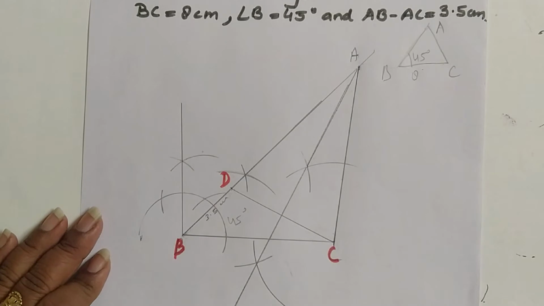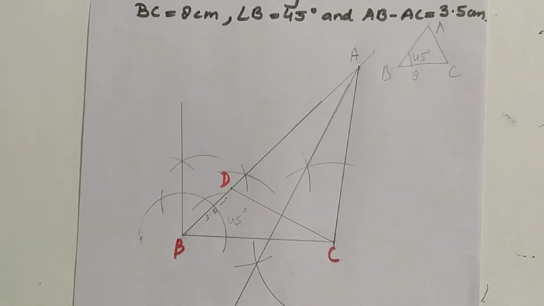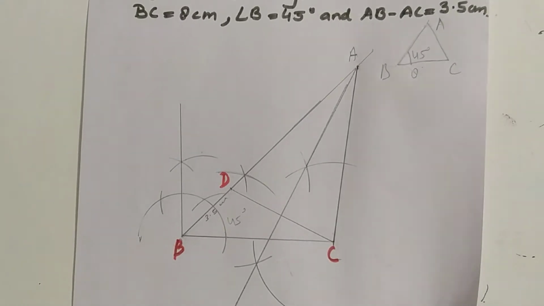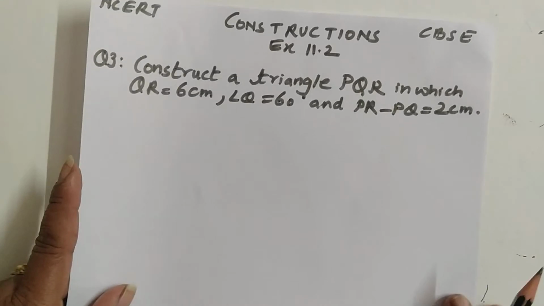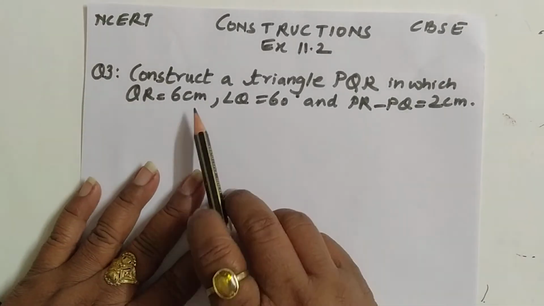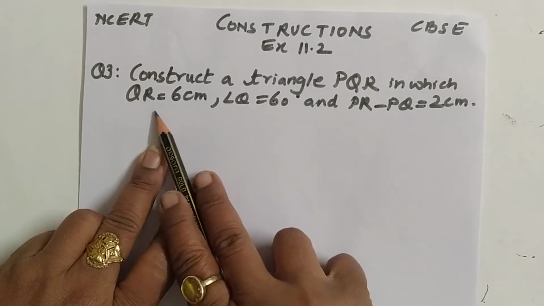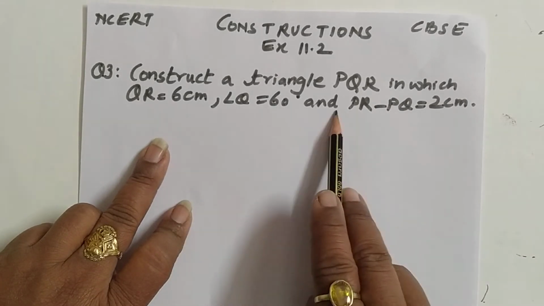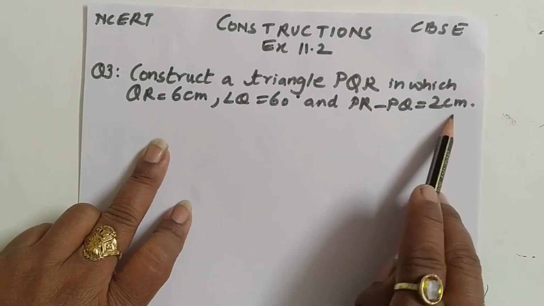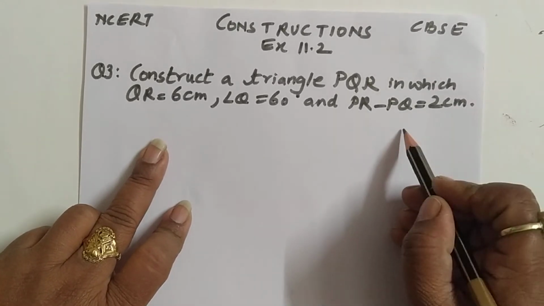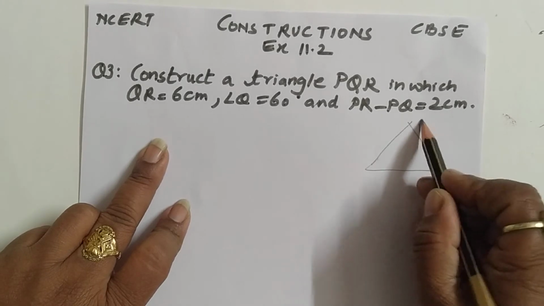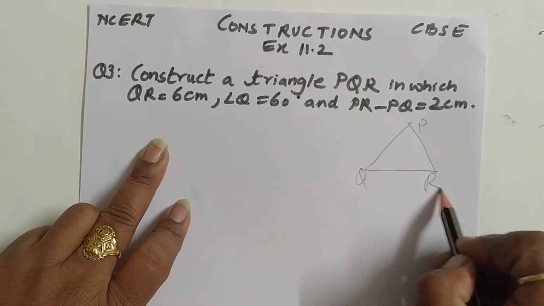Now proceed to the second case that I have also taken as an example of exercise 11.2. I hope this is clear to you. Now this is the second case. Construct a triangle PQR in which QR is equal to 6 centimeter, angle Q is equal to 60 degree, and PR minus PQ is 2 centimeter. Okay, so let's draw the rough triangle again. Yes, so it will be P, Q and R.